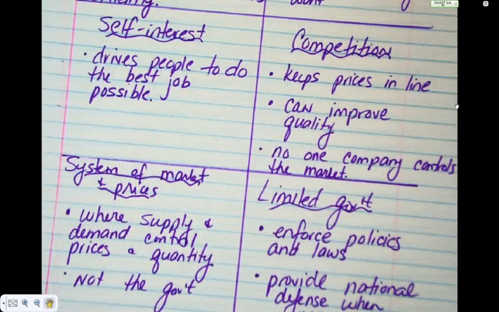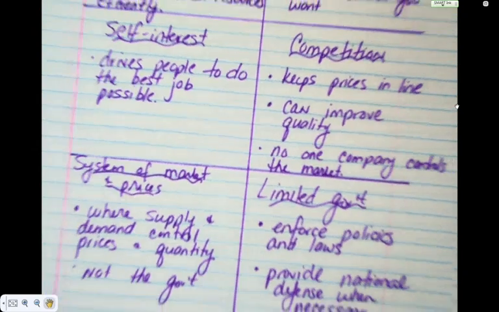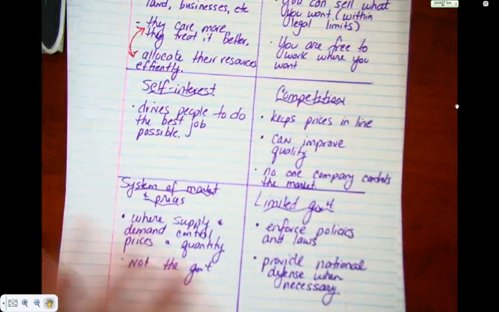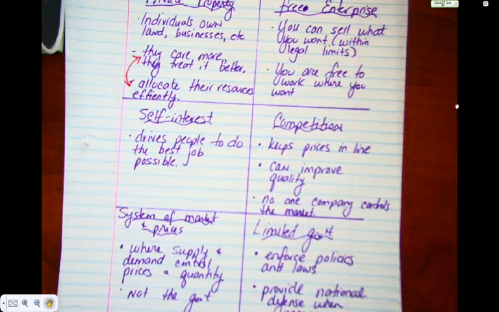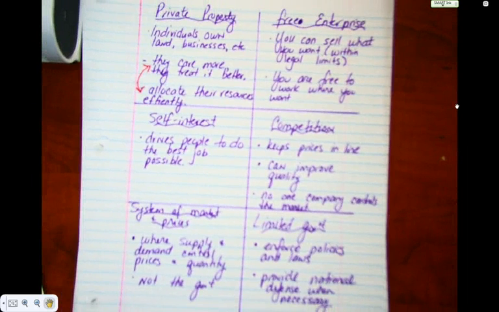Questions so far? Turn to someone in front, behind, beside you, so around you. One of you tell the other, what does private property mean in terms of a market economy?